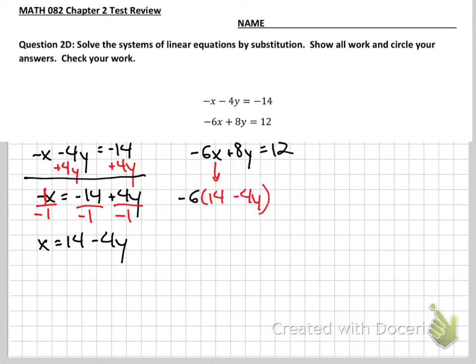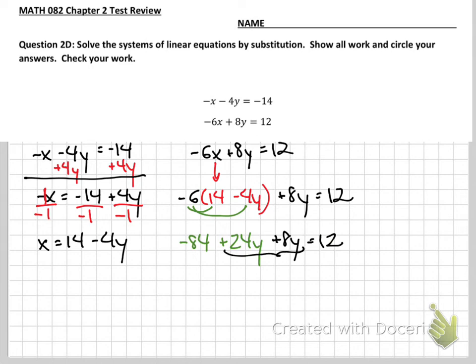So we have negative 6 times the quantity 14 minus 4y, plus 8y equals 12. Then we have to use our distribution property. So negative 6 times 14 is negative 84. This is 24y. And then we have 12. Now we can combine our like terms. 24y plus 8y is 32y. And we bring down our negative 84.